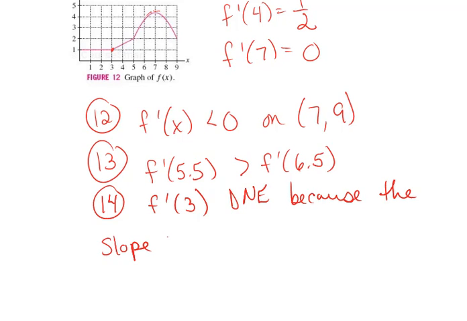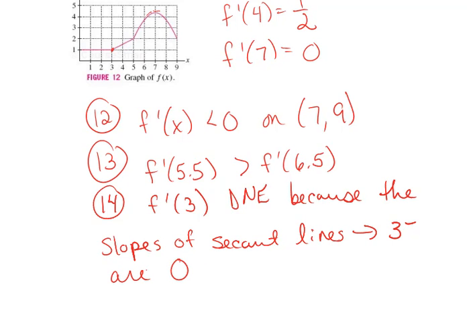So this does not exist because of the slopes of the secant lines. You can think of the slopes of the secant lines approaching 3 from the left as 0, because it's just a horizontal, it's just a constant. But the secant line slopes when you approach 3 from the right is equal to 1/2, because that's this line right here. And so as you come in from the left and the right, you're not getting the same value, and so that's why the limit does not exist.